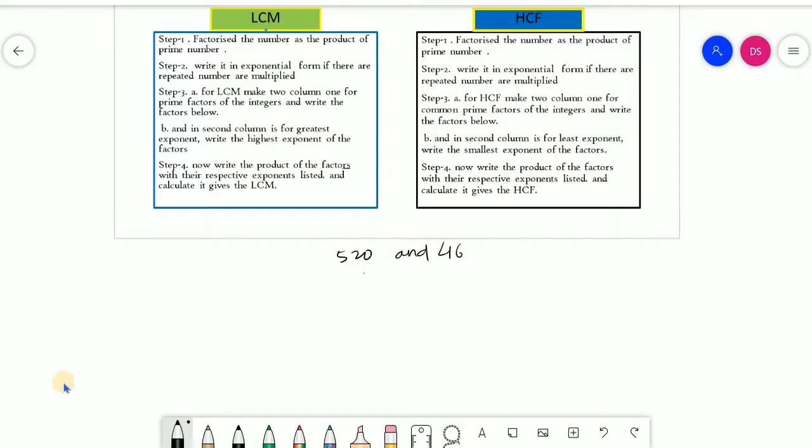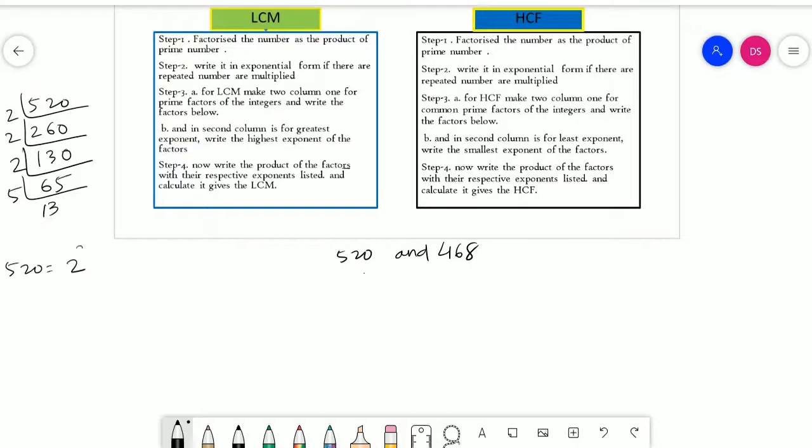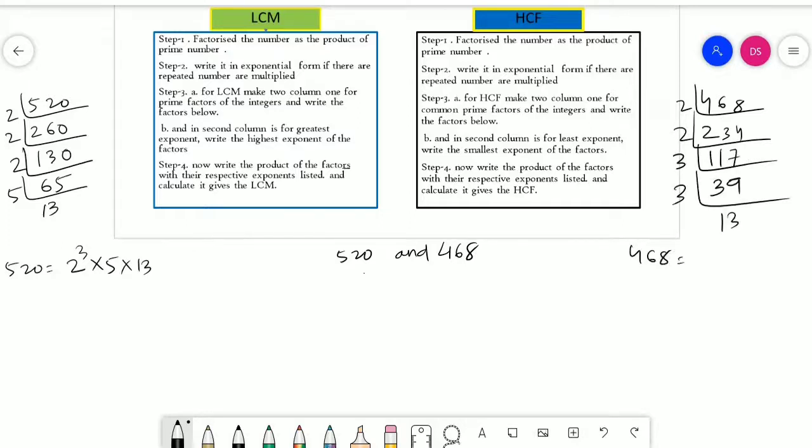Here we have 520 and 468. We will have to calculate the LCM and HCF of these two numbers. Now I am doing this individually for each. Now the prime factorization will be this, okay. Now here also the prime factorization will be this.